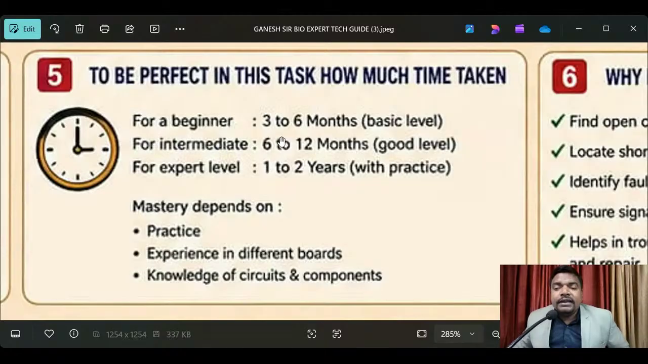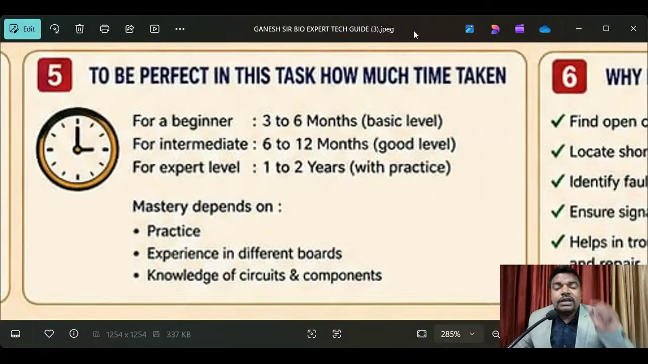For a beginner, 3 to 6 months for basic level, for intermediate 6 to 12 months for good level, and for expert level 1 to 2 years with practice. Okay, see, I'm saying 3 to 6 months. Sir, 3 to 6 months completed, sir, but still I'm not perfect, sir. If you think like that, that is your mistake. Understand? So this is the normal timing for a beginner, 3 to 6 months.